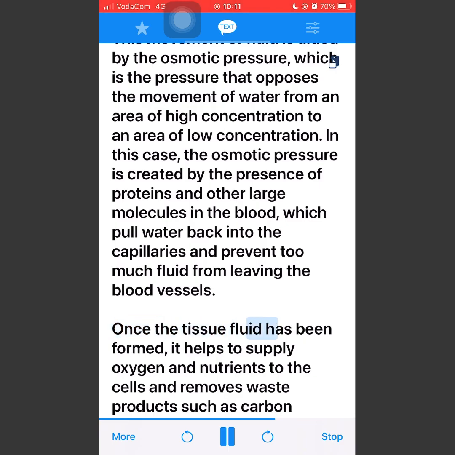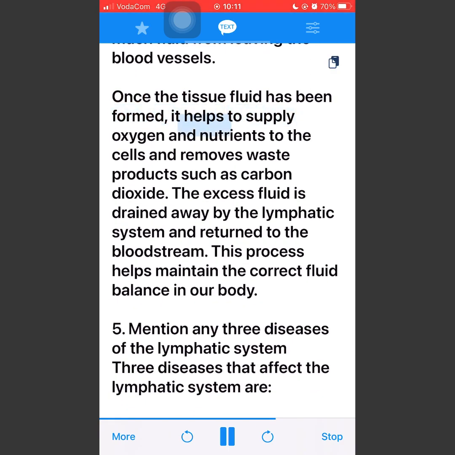Once the tissue fluid has been formed, it helps to supply oxygen and nutrients to the cells and removes waste products such as carbon dioxide. The excess fluid is drained away by the lymphatic system and returned to the bloodstream. This process helps maintain the correct fluid balance in our body.